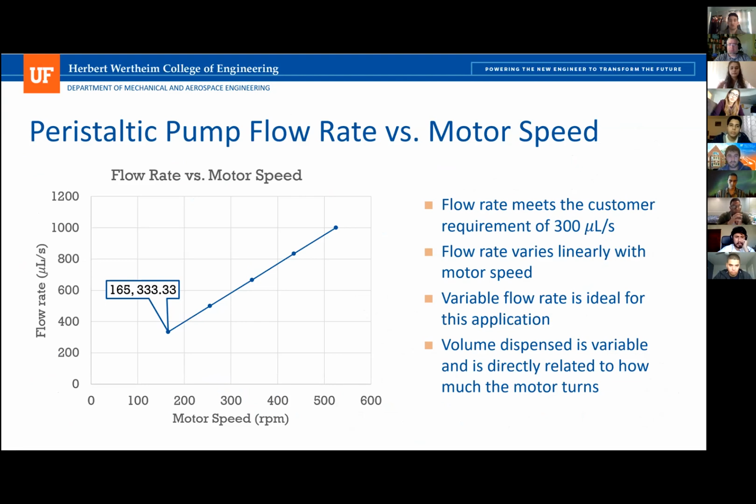So here's showing the linear relationship between the flow rate and the motor speed. And as you can see, we meet the customer requirements of 300 microliters per second. And so variable flow rate and variable volume dispensing is very desirable for this particular application when you have various fluids and experiments that you would like to run. Next slide.